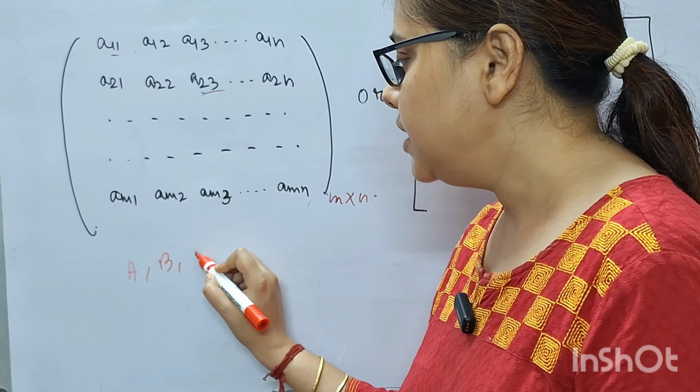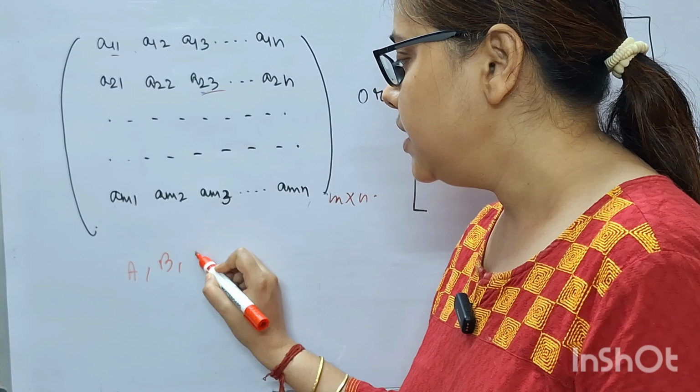Now there are 3 different types of square matrices: diagonal matrix, scalar matrix and identity matrix. These are all the examples of square matrices. What do you mean by a square matrix? When the number of rows is equal to the number of columns, then the matrix is said to be a square matrix. Now what is a diagonal matrix?